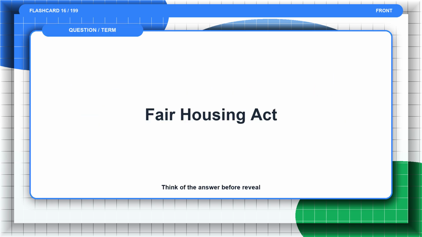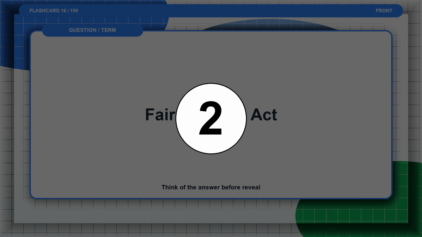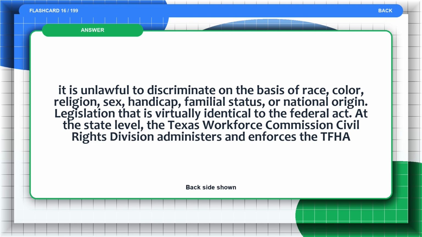Flashcard 16. Fair Housing Act. Pause and think of the answer before the reveal. The answer is it is unlawful to discriminate on the basis of race, color, religion, sex, handicap, familial status, or national origin. Legislation that is virtually identical to the federal act. At the state level, the Texas Workforce Commission Civil Rights Division administers and enforces the TFHA.